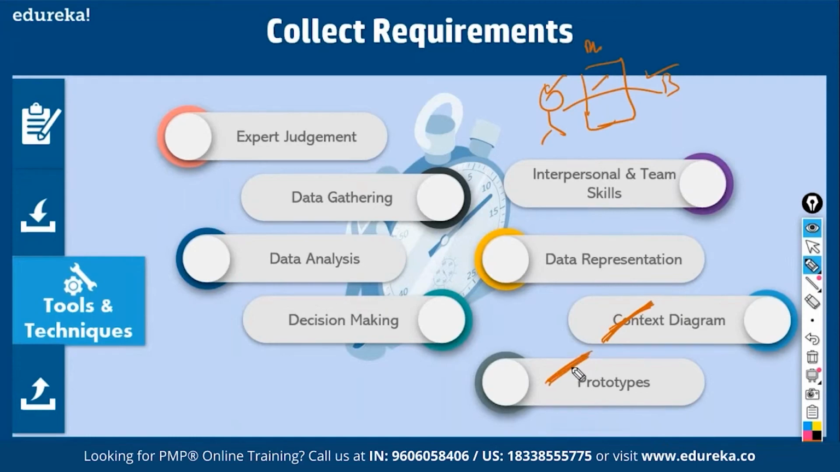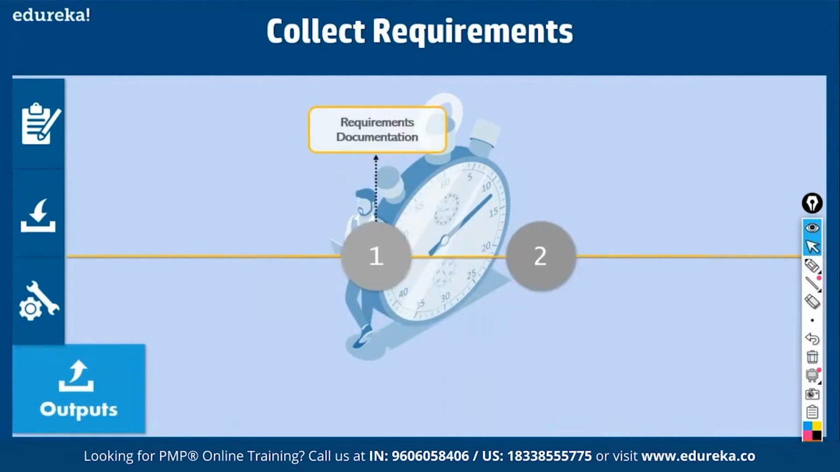Failures are quite common in product development, so you have to prototype. You have to fail early and learn early. A prototype could be a working prototype, non-working prototype, paper prototype, evolutionary prototype, any prototype. These are all the ways in which you collect requirements. Then at the end of this process, we come up with requirement documentation and a requirement traceability matrix.